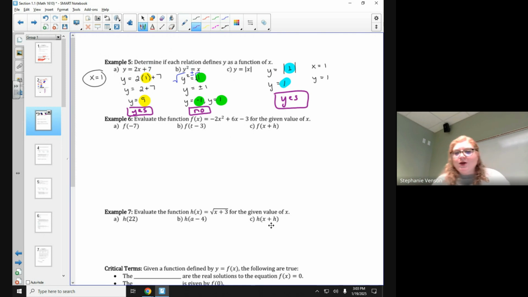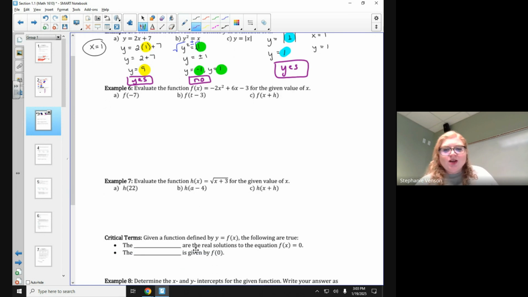But for now, let's keep going. Let's see what's next. So example 6 says, evaluate the function f of x equals negative 2x squared plus 6x minus 3 for the given value of x.